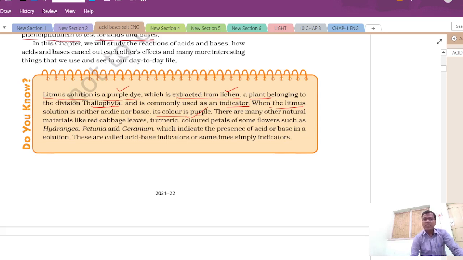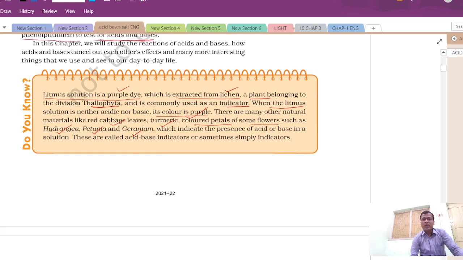There are many other natural materials like red cabbage leaves, turmeric, and colored petals of some flowers such as hydrangea, petunia and geranium. These are the petals of some flowers such as hydrangea, petunia and geranium. And when we add some acid or base to them, their color changes.